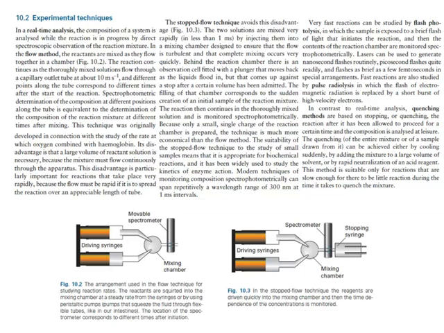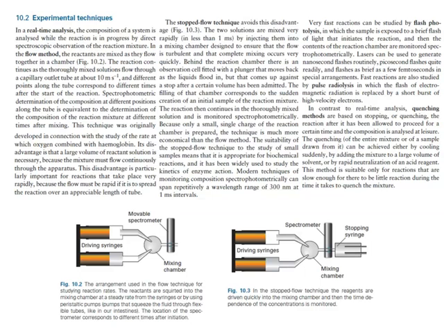The stopped flow technique avoids this disadvantage, and is visualized in figure 10.3 below. The two solutions are mixed very rapidly, in less than a millisecond, by injecting them into a mixing chamber designed to ensure that the flow is turbulent and that complete mixing occurs very quickly. Behind the reaction chamber, there's an observation cell fitted with a plunger that moves back as the liquid floods in, but that comes up against a stop after a certain volume has been admitted. The filling of the chamber corresponds to the sudden creation of an initial sample of the reaction mixture. The reaction then continues in the thoroughly mixed solution and is monitored spectrophotometrically.